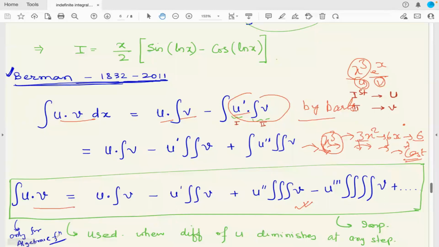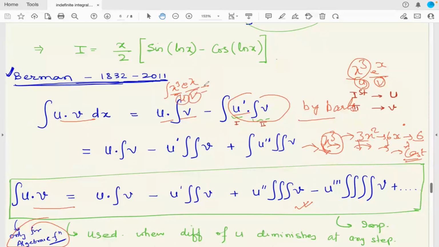This formula is only applicable for an algebraic function, in which we just differentiate u partially and integrate v partially, with the plus minus sign. So if this is a problem like x cube e to the power x, we first have to check that u should be an algebraic function, and second, its differentiation should continuously diminish, meaning it finally leads to a constant value. So how to approach this? There is a direct trick. We partially differentiate u and partially integrate v. This is our u and this is our v.